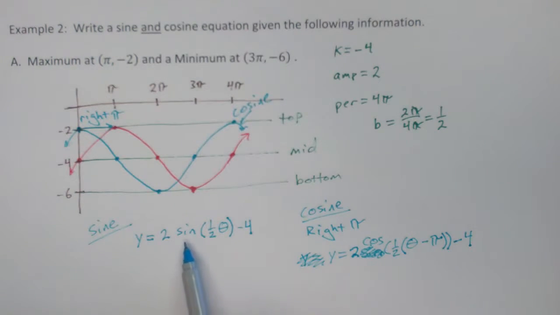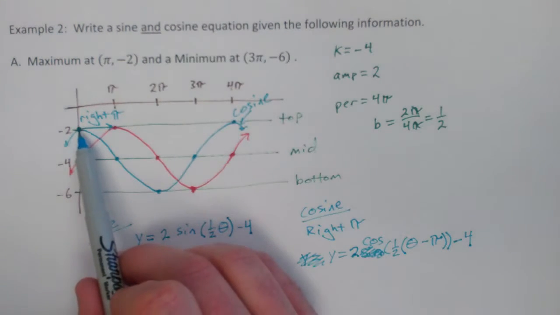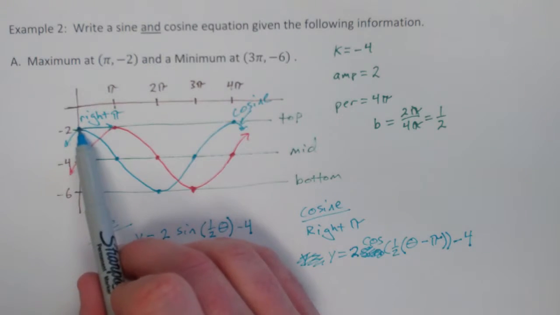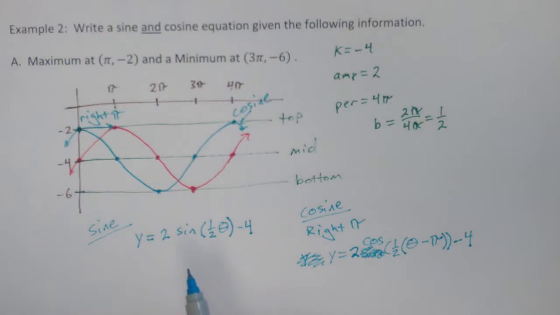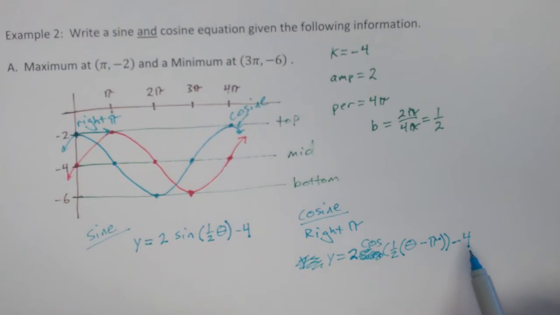So again, comparing and contrasting, this is the sine, this is the cosine equation. The amplitude is the same. We don't need to reflect this because we're moving this point to the right and the graph will start here and keep going. The b is the same. The -4, the vertical shift, is the same. It's just the phase shift that we need to take into account for this cosine curve.